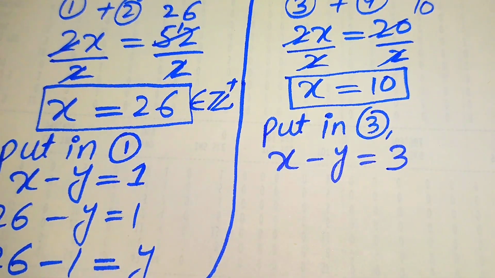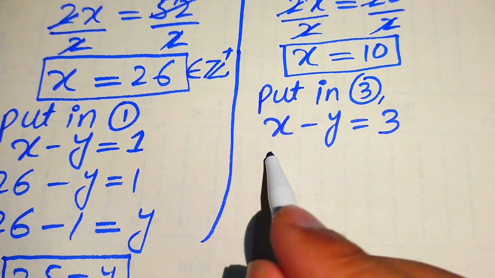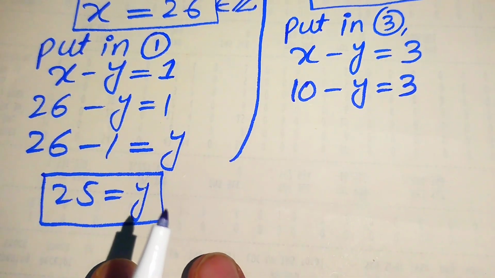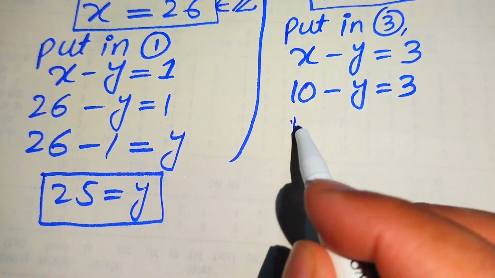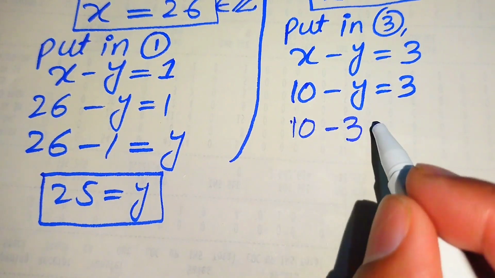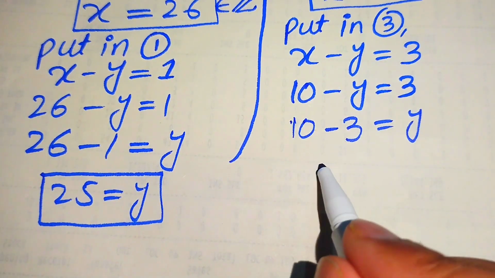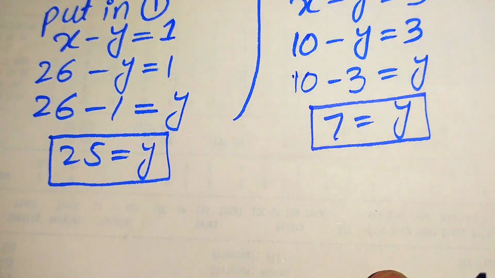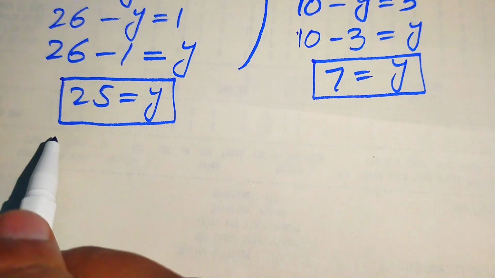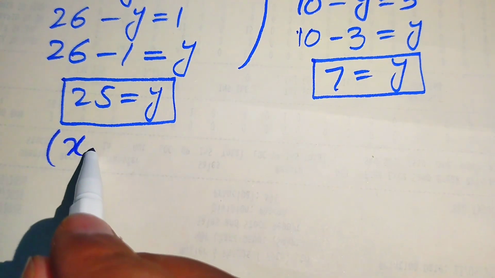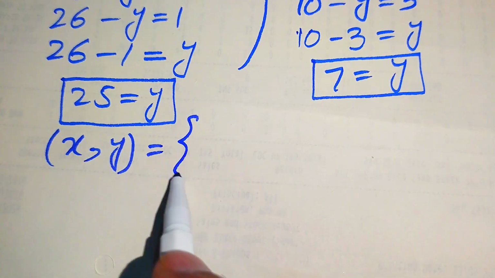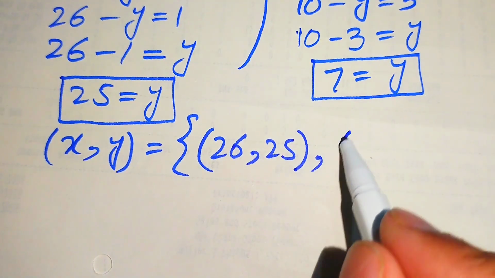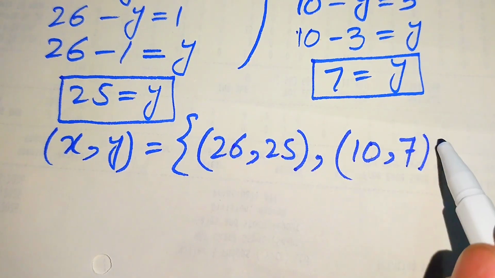We have x minus y is equal to 3, and the value of x is equal to 10, and we get 10 minus y equals 3. So here we move minus y to the right hand side, and we move 3 to the left hand side, and we get 10 minus 3 is equal to y, and 10 minus 3 becomes 7 is equal to y. So you see that from both of these two cases we obtain two solution sets or two roots of the given equation. So these two roots are: the first root is 26 and 25, and the second root is 10 and 7.